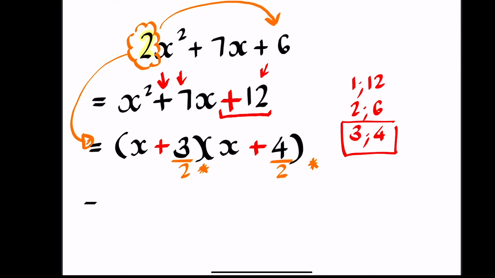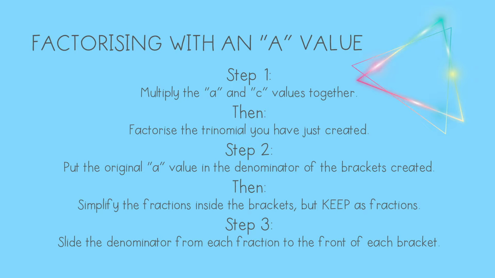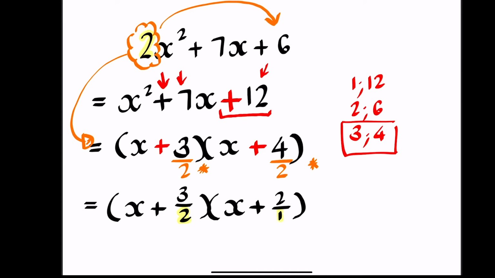Now I'm going to simplify these 2 brackets, but I want to keep fractions inside each of the brackets for now. So I'm going to have x plus 3 over 2, which is already simplified, into x plus 4 divided by 2, which is 2, but I'm going to keep it as a fraction of 2 over 1. So there are 3 little steps to this. Firstly, I take the a value and multiply it with the c value. Step number 2, I take that a value and put it in the denominator of the 2 brackets.